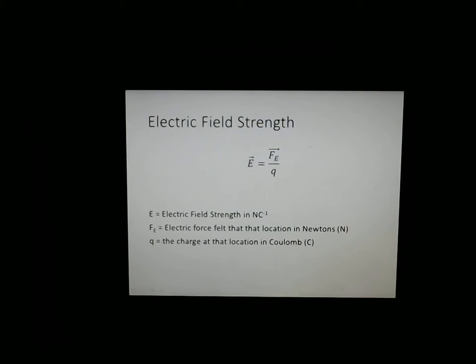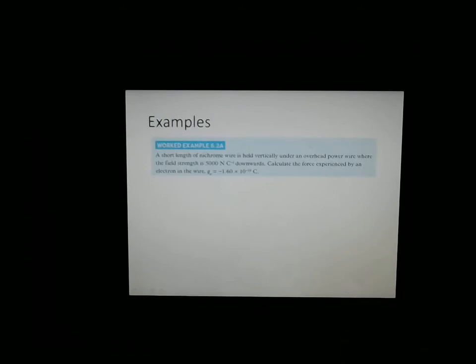Okay, now we're going to have to do something a little bit different because, as I've said, my pen has decided to go kaput. So we're going to do a couple of worked examples, but we're going to do them on paper. So here's our first worked example.